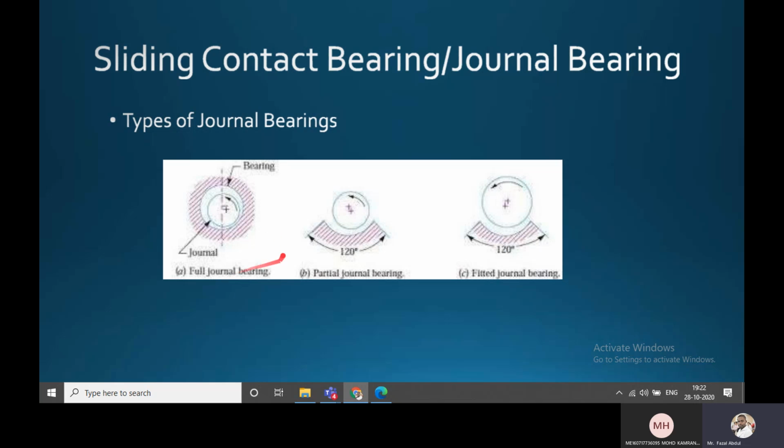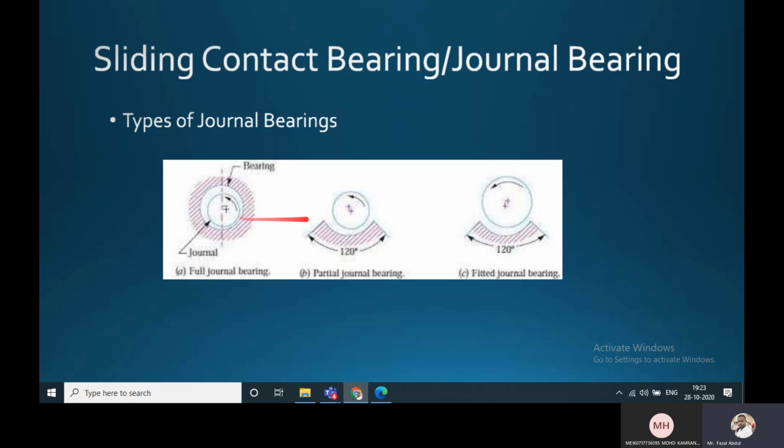Full journal bearing means what? The shaft is totally covered with the bearing along its circumference. Such a bearing is known as a full journal bearing. Partial journal bearing means the shaft is covered with the bearing surface over only 120 degrees. Such a bearing is known as a partial journal bearing. Fitted bearing is also the same as a partial journal bearing, but there is no gap between the shaft and the bearing. Such a bearing is known as a fitted bearing.